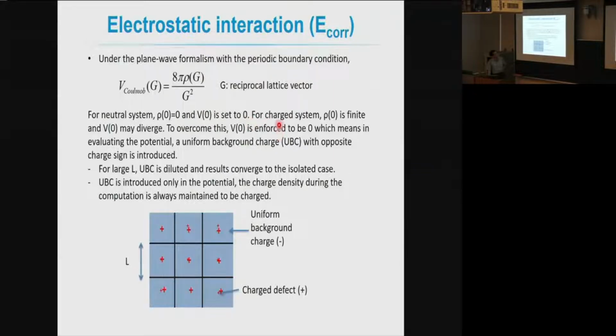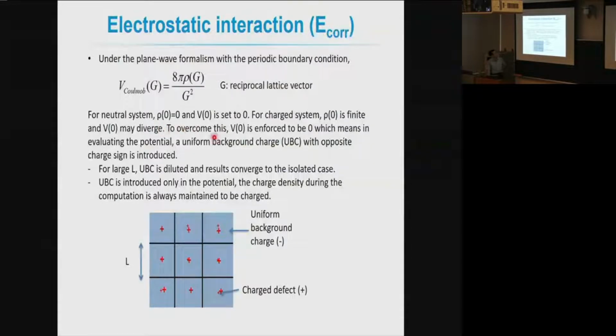They said that it can be proved. But for the charge system, rho 0 is not 0, because we have the charge system, so the average charge is not 0. And so this is a finite number divided by 0, so it will diverge. Okay, so this cannot be computed.